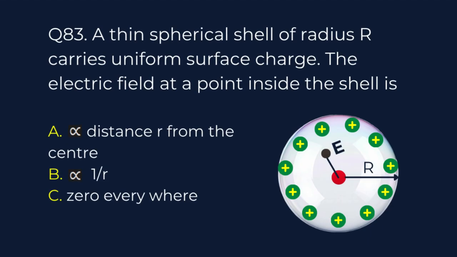Question 83. A thin spherical shell of radius r carries uniform surface charge. The electric field at a point inside the shell is: a) proportional to distance from the center, b) inversely proportional to the distance from center, c) zero everywhere.